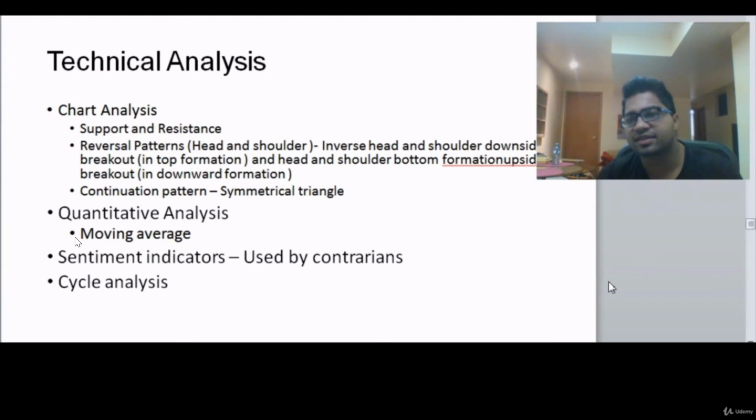Technical analysis is done by looking at charts. It has chart analysis, which consists of support and resistance, then reversal patterns and continuation patterns. Reversal patterns are head and shoulders and inverse head and shoulders. A continuation pattern is a symmetric triangle. Quantitative analysis means we also look at moving averages, and sentimental indicators are surveys. They are used by contrarians in the market, and there is cycle analysis. So let's see it one by one.